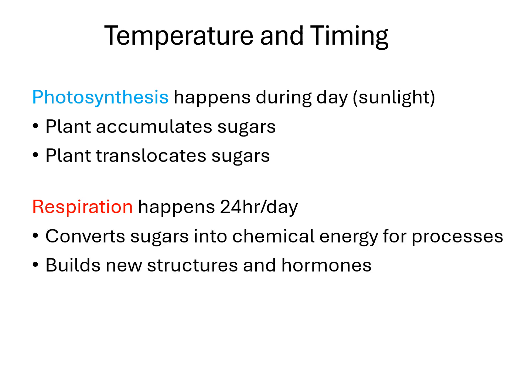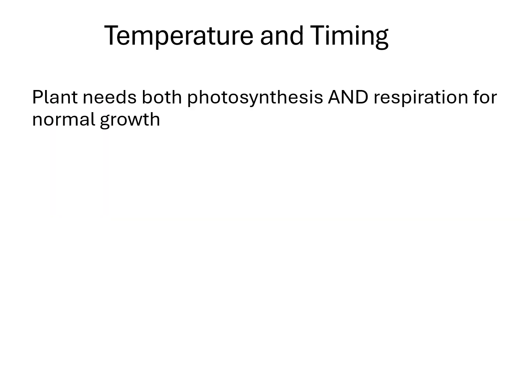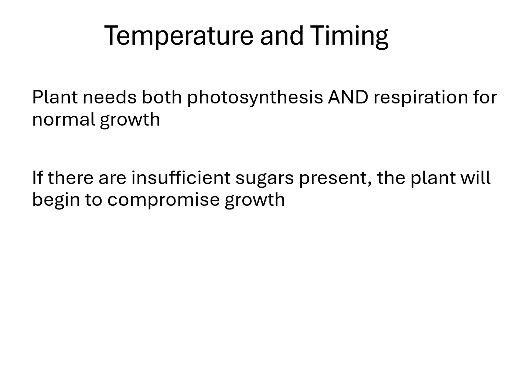Respiration converts sugars into chemical energy that drives various processes for building structures and hormones and moving sugar, what we call translocating it. Plants obviously need both. And if you don't have enough sugar, your plant will not grow properly. So really, we don't want to get too lost in the weeds here. The idea is today we're talking about temperature and how temperature affects growth. And keep in the back of your mind that temperature affects the production of sugars and the building of plant material.